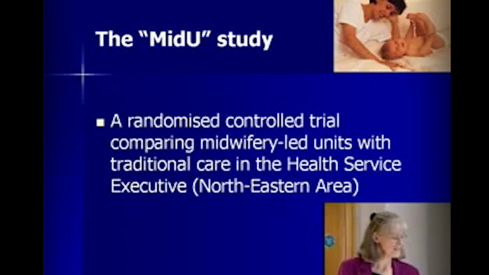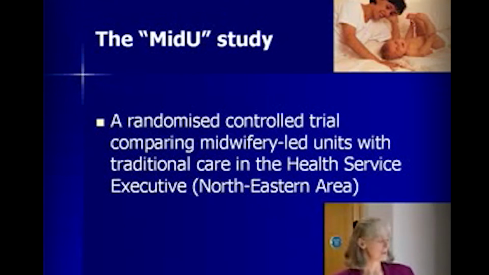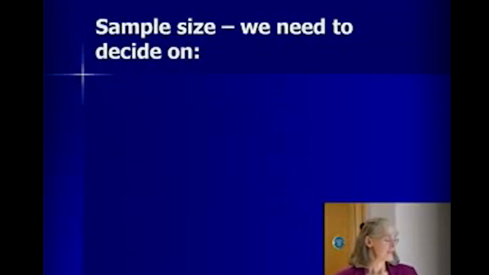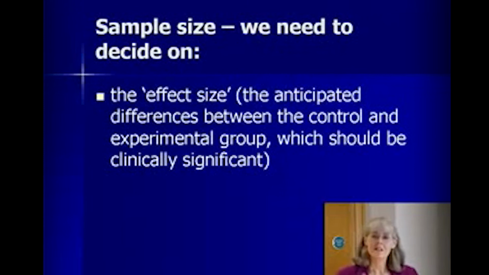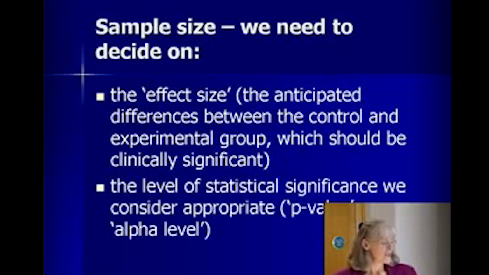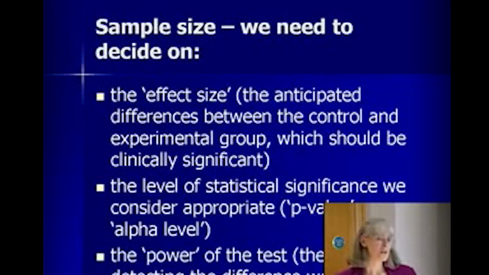So going back to the MIDU study then, a randomised controlled trial comparing midwifery-led with consultant-led care in the North Eastern area. To get our sample size, we need to decide, first of all, on the effect size, and that's the difference, like the 85 mLs difference, or the 54% episiotomy going down to 34%. It's the anticipated difference between the control and experimental, and it should be clinically significant. We then think about the level of statistical significance, and you're familiar with p-values, and the power of the test. So we'll have a look at the three of those in turn.